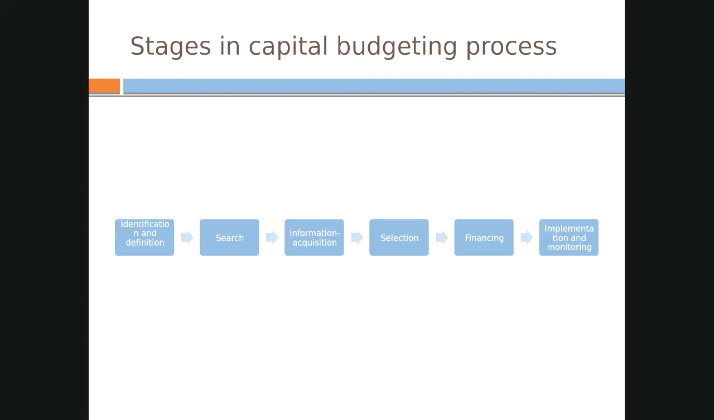And of course, after those steps, you will need to implement your capital investment proposal. But after implementation, you also need to monitor. So what are you going to monitor? The cash flow. So remember, at the information acquisition step, you estimate different types of cash flow, because that will be used in your selection procedure.